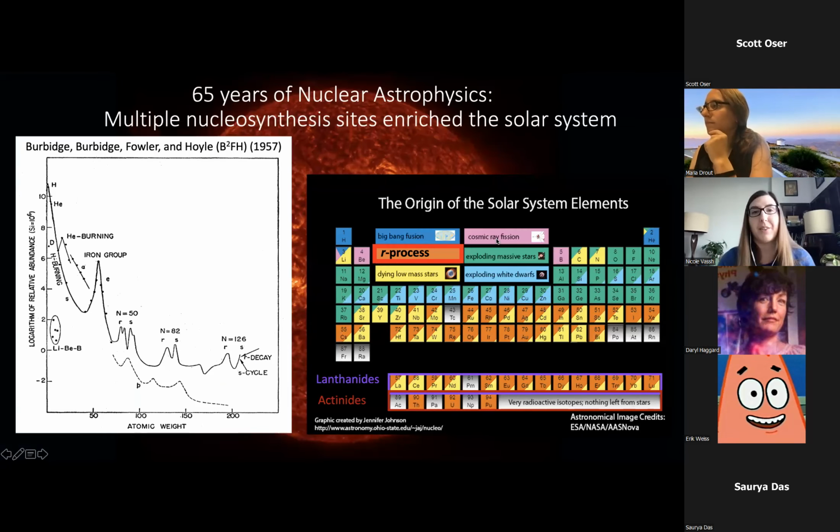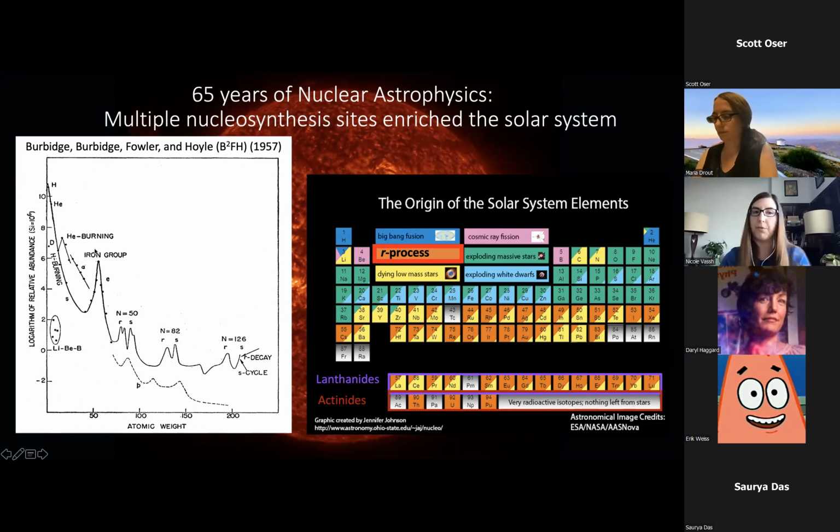It's been 65 years of nuclear astrophysics this year, actually, a very exciting birthday for nuclear astrophysics. What we've known for some time from this seminal work, B squared FH, we lovingly call it, from 1957, was that multiple nucleosynthesis sites have enriched the solar system. These are the solar abundances as a function of what we call mass number in nuclear physics. And you can see that they've already labeled in here several different groups.